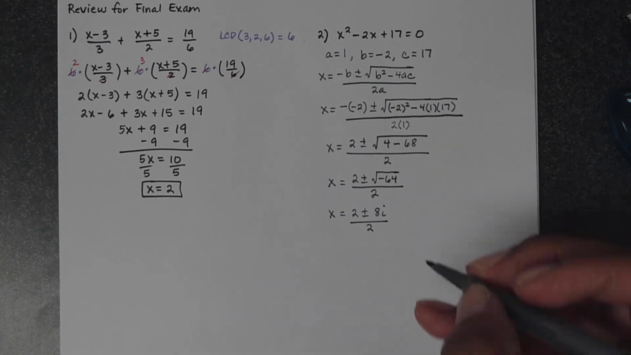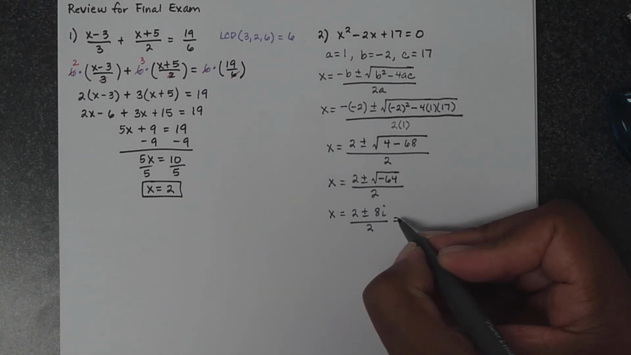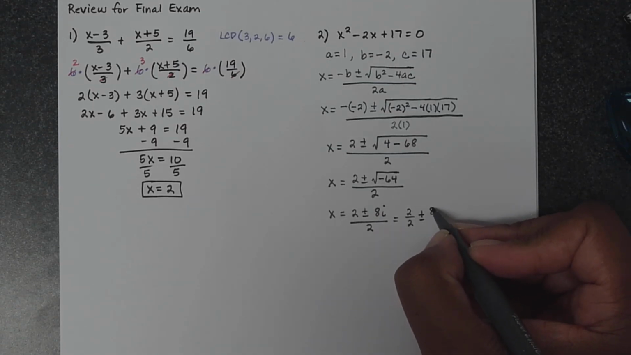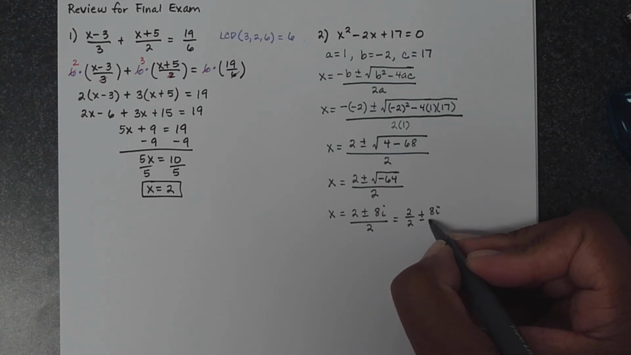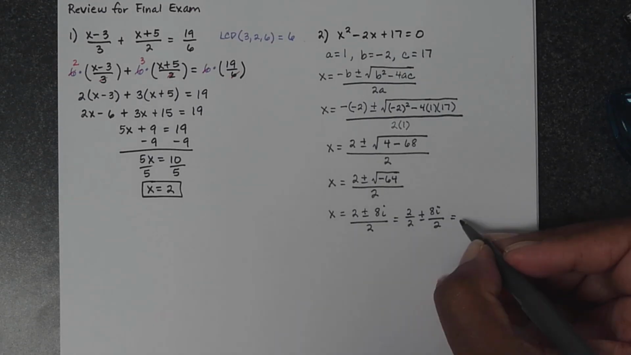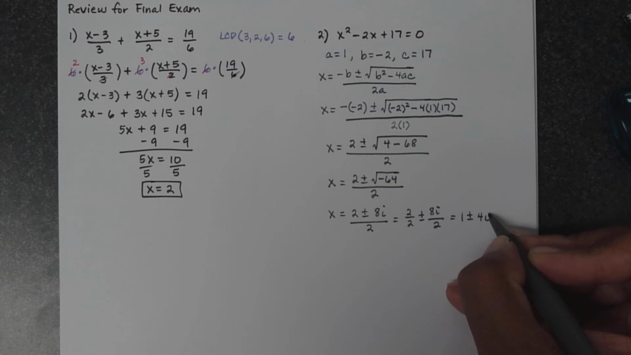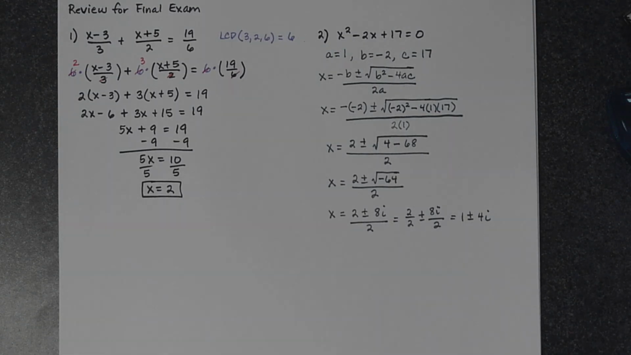And what I'm going to do here is go ahead and break this up as 2 divided by 2 plus or minus 8i divided by 2. Now 2 divided by 2 will be 1, plus or minus 8i divided by 2 would be 4i. And you can leave your answer like this, as 1 plus or minus 4i. Or if you wish, you can write that as 1 plus 4i and 1 minus 4i. So that's problem number 2, using the quadratic formula.